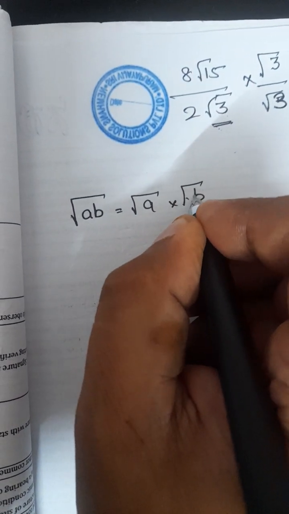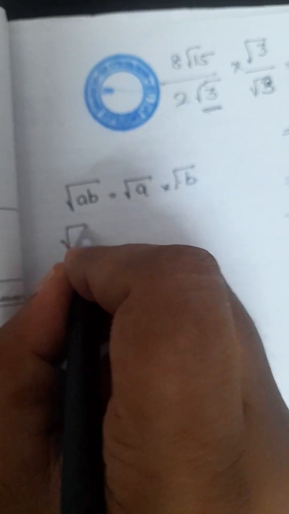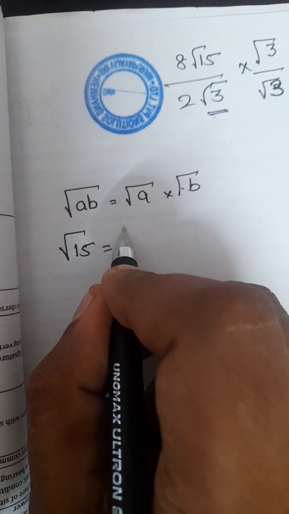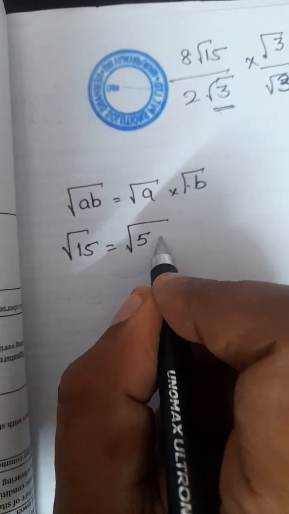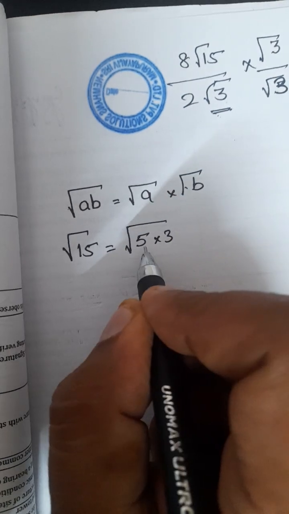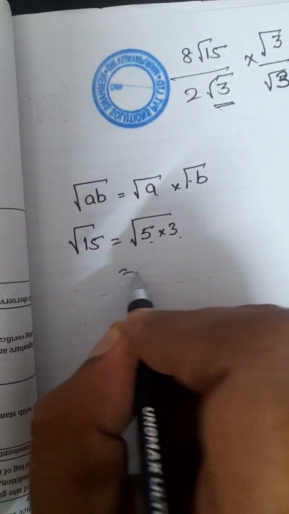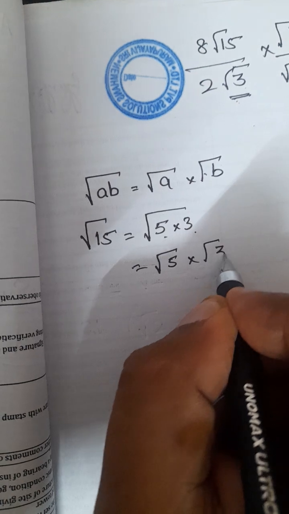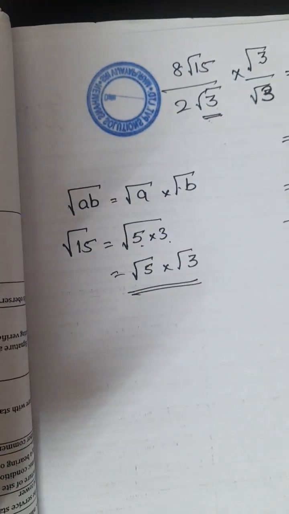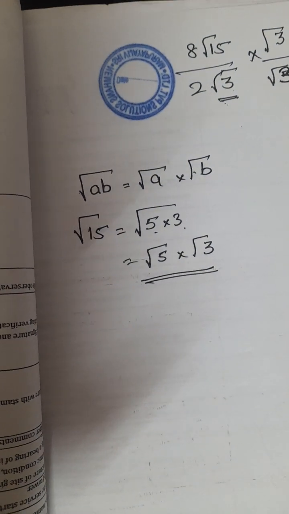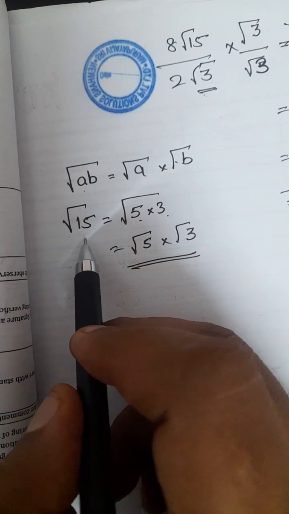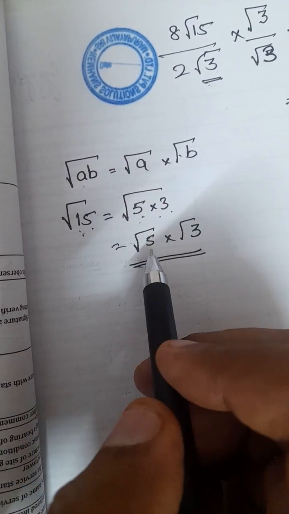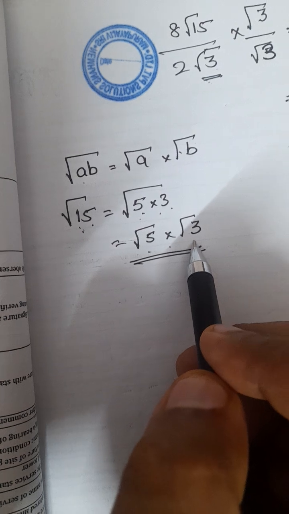For example, I am having root 15. Root 15 can be written as root 5 into 3. This is nothing but ab. So this can be written as root 5 into root 3. Okay, this is how it is. This 15, 5 threes are 15, so this can be written as 5 into 3.